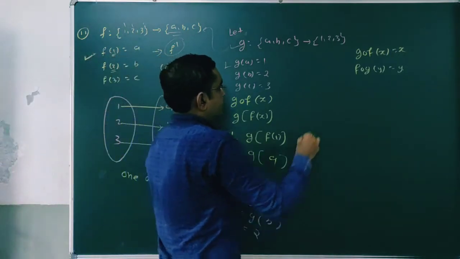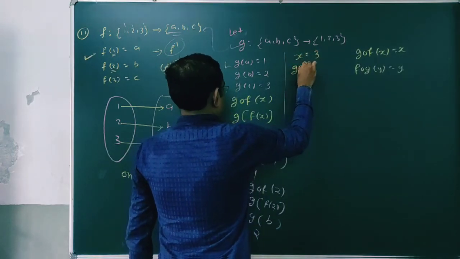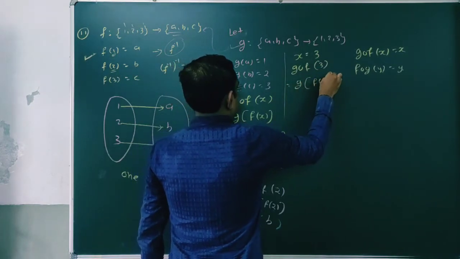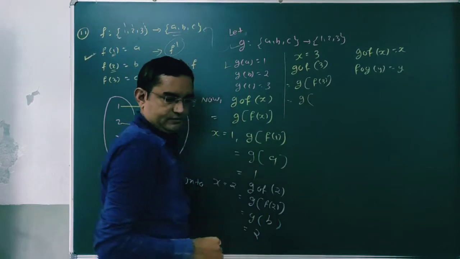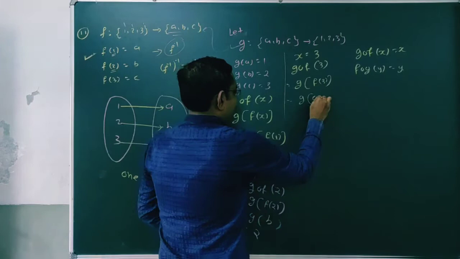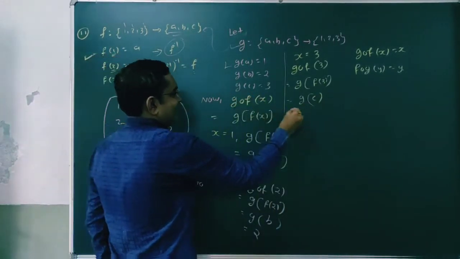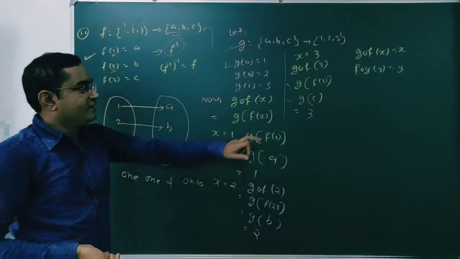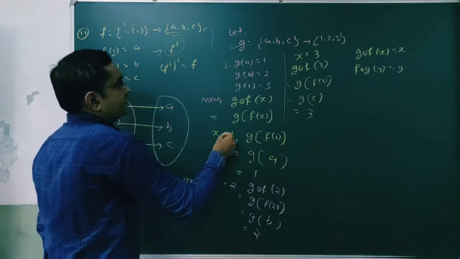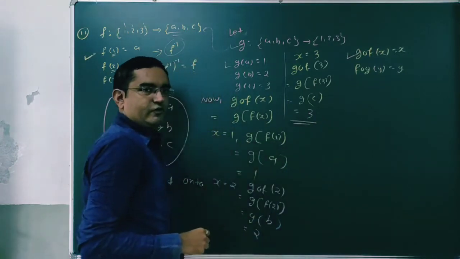If we take x equal to 3, then g of 3 is equal to g of f of 3. F of 3 is c, and g of c equals 3. So here g of f of 3 equals 3. All the conditions are fulfilled, and we can say this first result, g of f of x equal to x, is verified. Done.